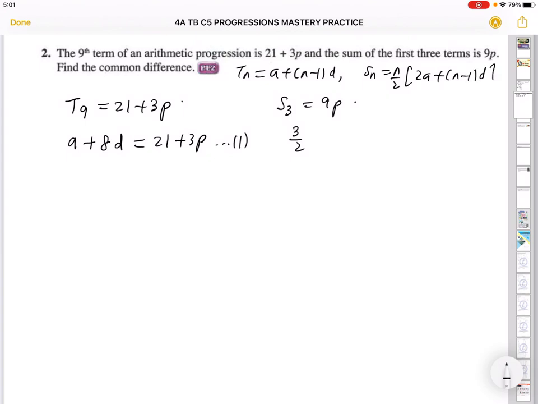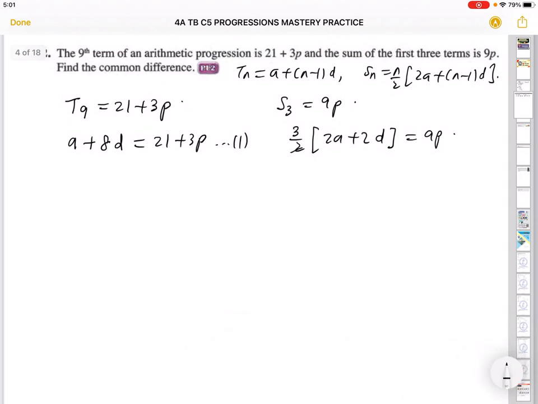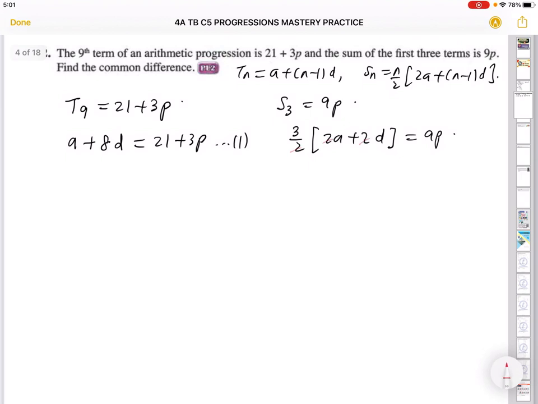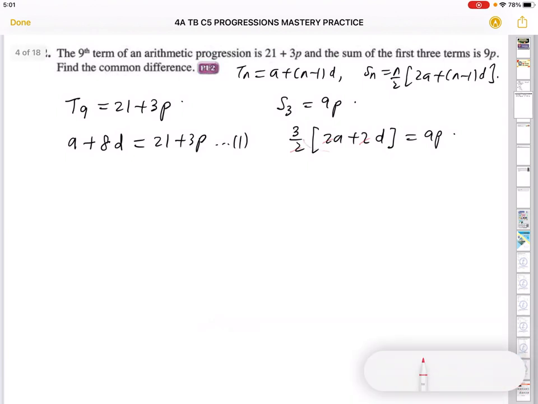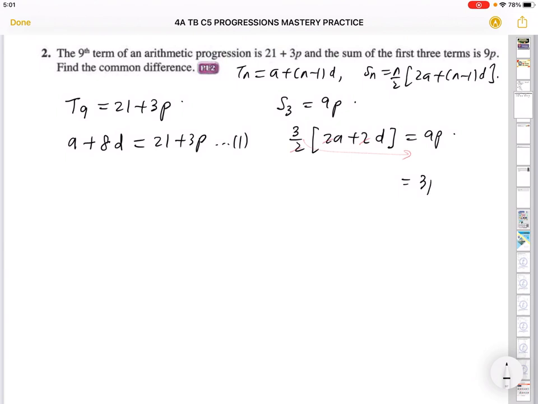So I'm going to use the formula for Sn here, 3 over 2, 2a plus n minus 1 which is 2, times d. The result is 9p. Since I can cancel the 2 here, I'm going to cancel all by 2, maybe with a different color pen. Divide by 2. As for the 3, I'm going to bring it over to the other side, as in divide over here. 9p divided by 3 is going to be 3p. So you're left with a plus d equals 3p.